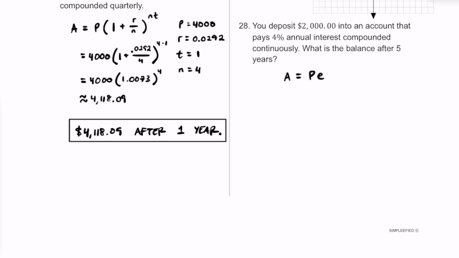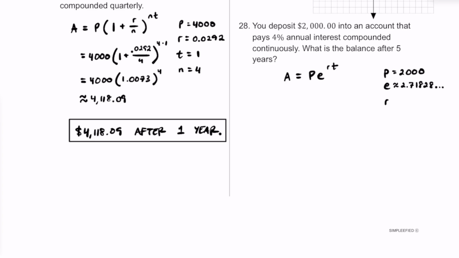So e raised to the RT power, the R and T being the interest rate as a decimal, and T is time in years. Okay, so we are going to say the principal here is going to be $2,000. So I'm going to write P is equal to 2,000. And while we can totally just type in e into the calculator, just reminding you that it does have a value like pi, where it's a decimal that goes on forever. So 2.71828, those are just the first few decimals, but hopefully that gives you a reference point for roughly what it is.